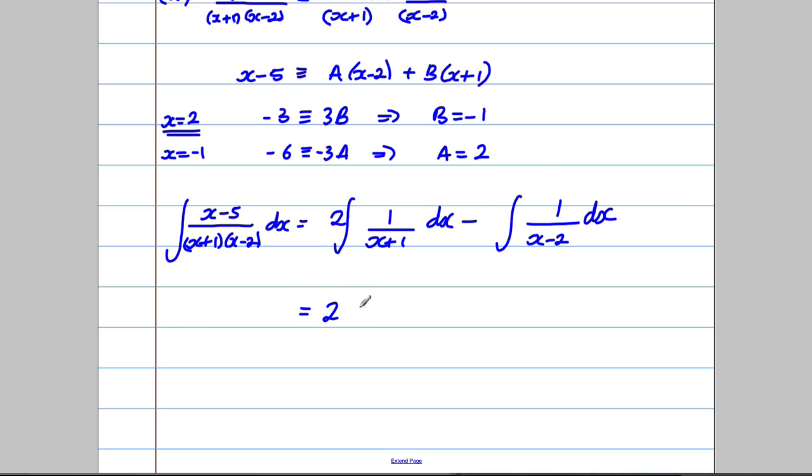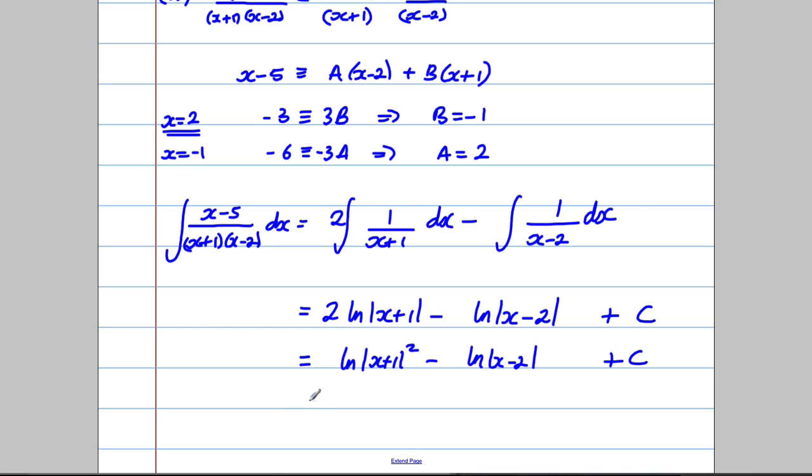This integrates to 2 natural logarithm of x plus 1, and this integrates to subtract the natural logarithm of x take away 2, and then you have plus constant. Now you could use your laws of logs if you wanted to. If you wanted to combine these, you could write that as ln x add 1 squared take away ln x take away 2 plus c, and then you could combine them. You could write that as a natural logarithm of x add 1 squared over x take away 2, all of that modulus, plus c if you wanted to do that. Okay, and then we'd be done in that regard.